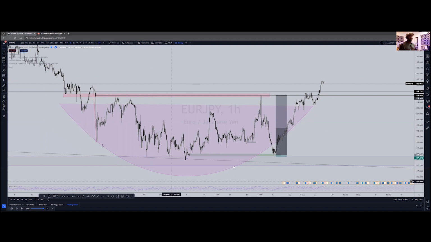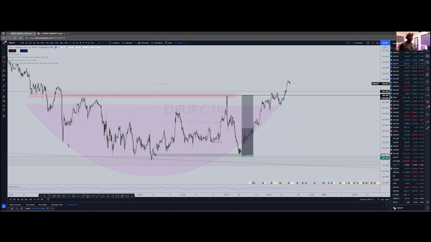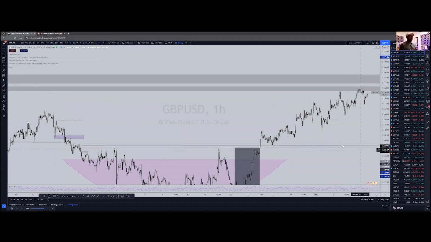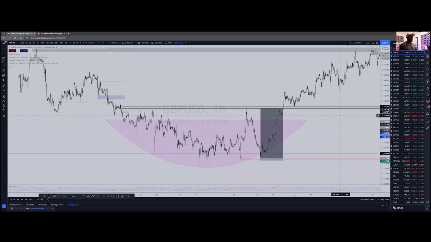This is the second case study. I don't know if I should give you a third case study on another trade I took. Okay, I won't explain it, I'll just show you. Same thing here for GBP USD. Same thing. Okay, let me just explain. Let me explain to you guys.